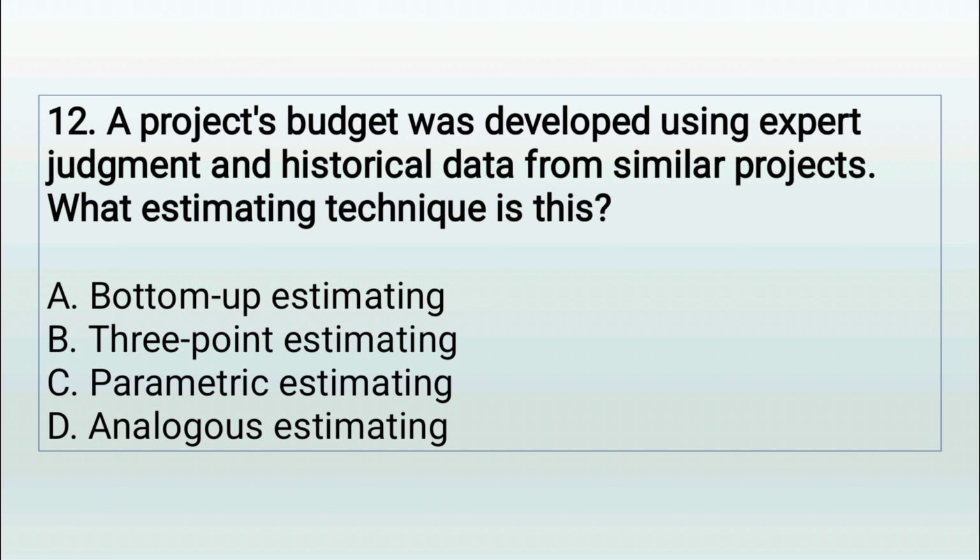Question 12. Estimating technique. A project's budget was developed using expert judgment and historical data from similar projects. What estimating technique is this? A. Bottom-up estimating. B. Three-point estimating. C. Parametric estimating. D. Analogous estimating.